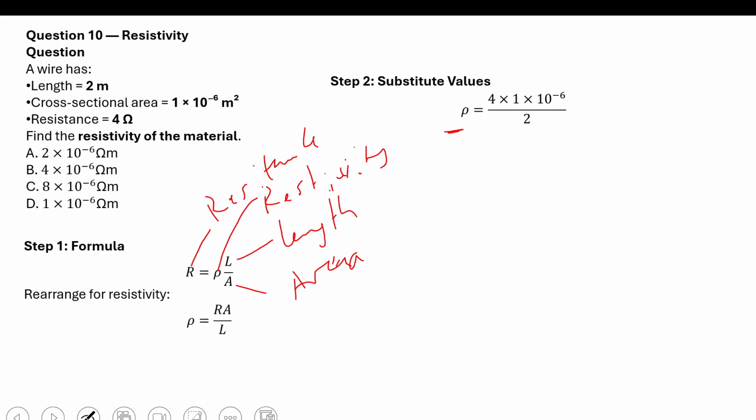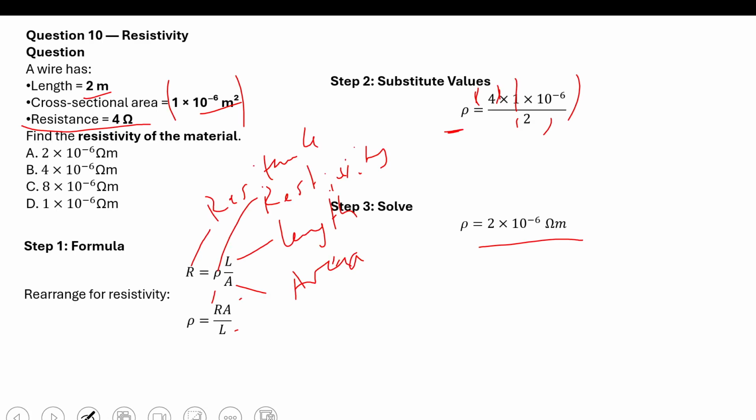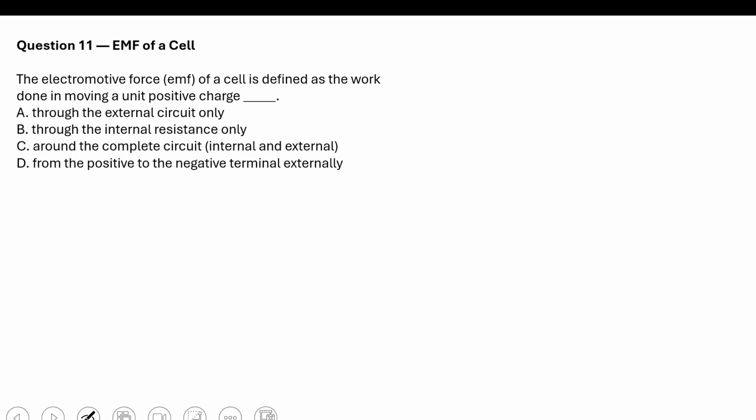Resistivity is standing alone here now, and I have R times A divided by L. R is given as 4, yes, from the question, resistance is 4. Then the cross-sectional area A is this, and the length is 2 meters. Notice how everything is in meters. By the time you compute, you have resistivity as 2 times 10 to the power minus 6 ohm meter.